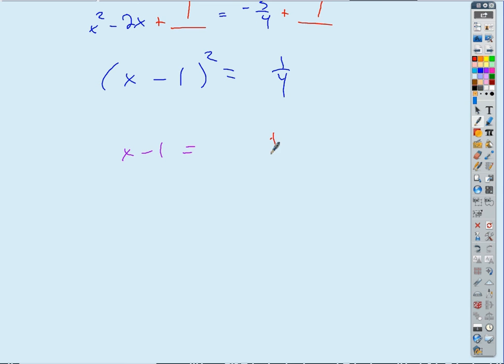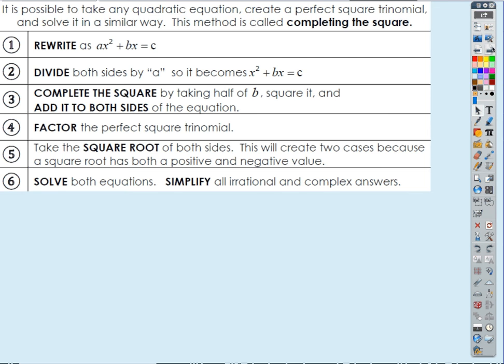Plus or minus. Good. And the square root of 1/4 is just the square root of 1 over the square root of 4. So 1/2, right? And then last step, you've got to add 1. So I'll just add 1 to both sides, so I get 1 plus or minus 1/2. 3 halves or 1/2, right?